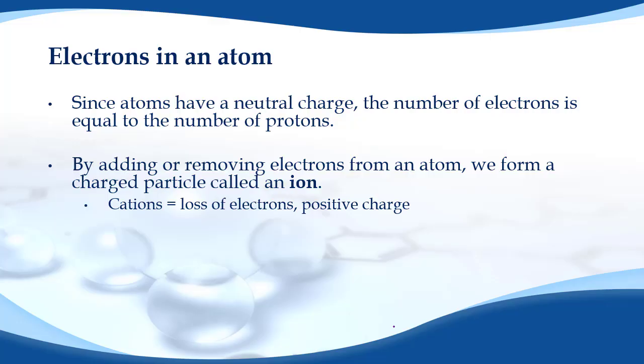A cation is an ion that has lost electrons, and if you lose negatives, you become more positive. An anion is something that gains electrons, which means it takes on a negative charge. Now notice here, it doesn't become negative by losing protons, right? You can't lose protons because that determines what element you have. It can only gain or lose electrons.